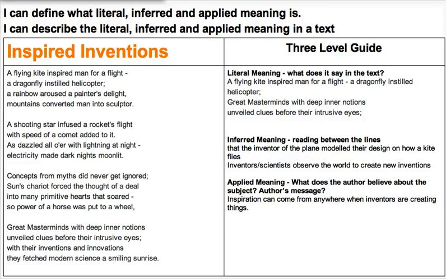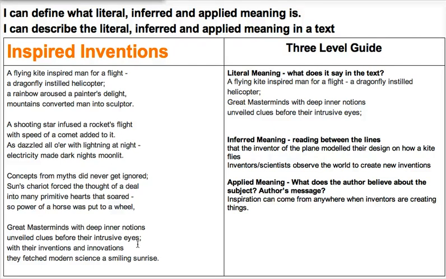And the final step is the implied meaning, which simply means what does the author believe about the subject? What is the author's message? And if you read this carefully, it's all to do with the idea that inspiration can come from anywhere when inventors or people are creating new things.